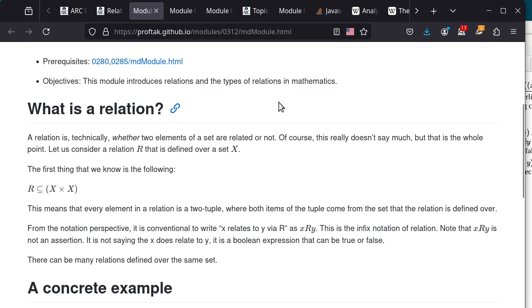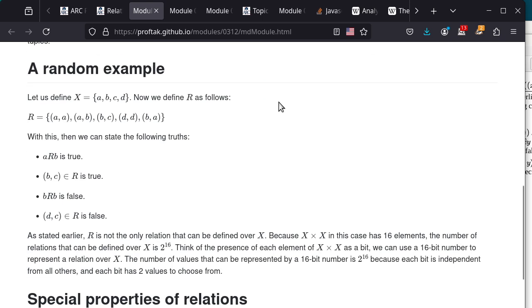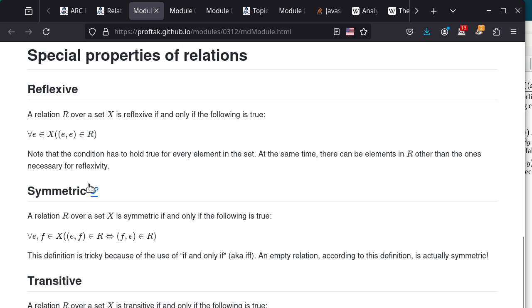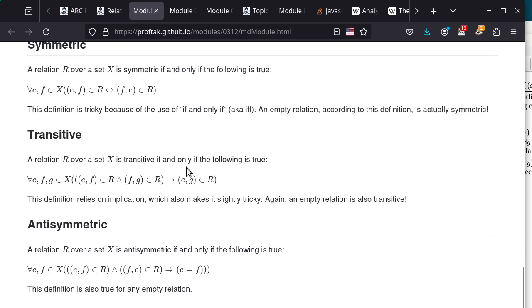All right, so the two properties of relation that we talked about, the first one is reflexive, and the second one is symmetric. I believe we talked about these two. Is that correct? Okay, so what we'll do today is talk about the other two or three, depending on how you look at it. This is transitive. So a relation R over a set X is transitive if and only if the following is true. That's the standard format of how I describe a property, and this is the quantified expression.